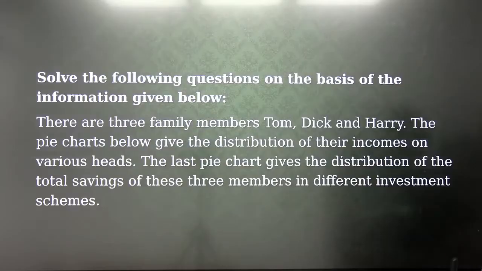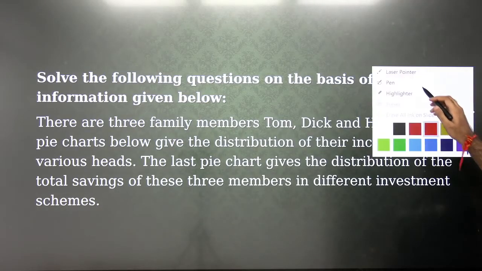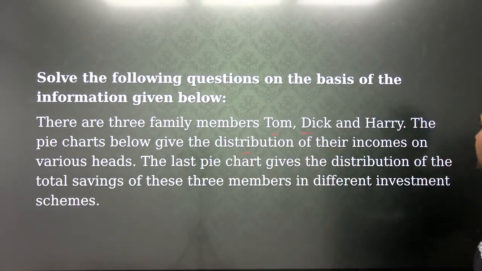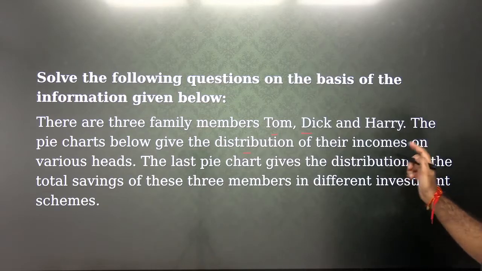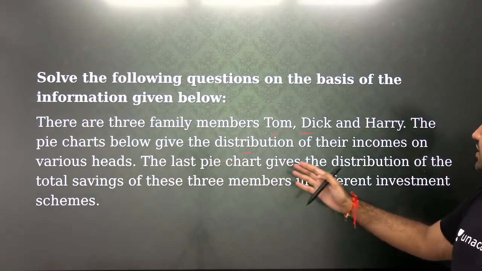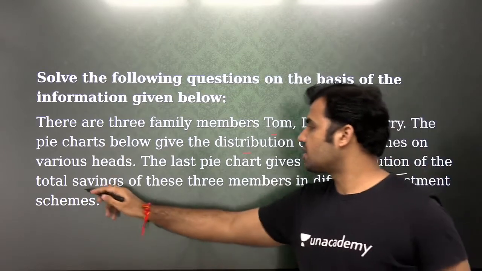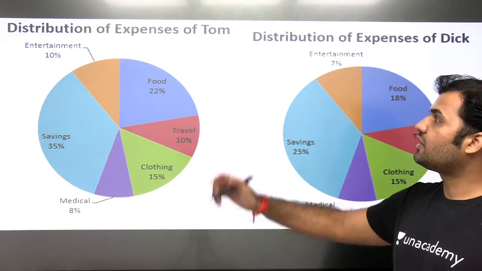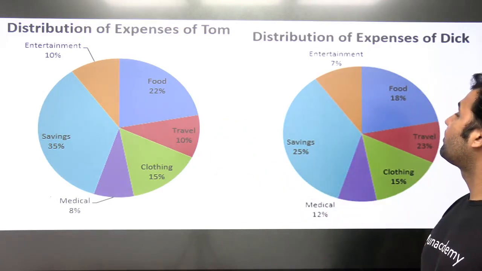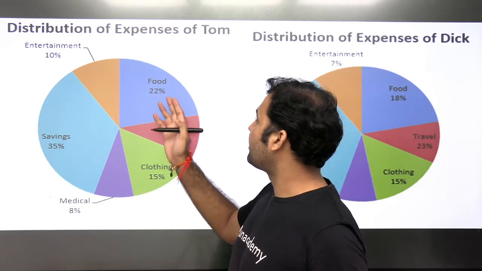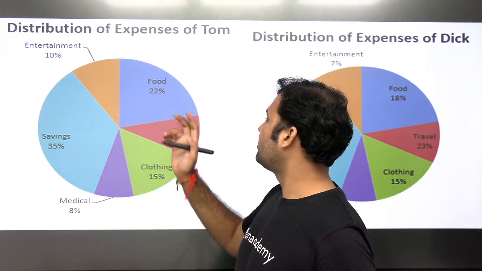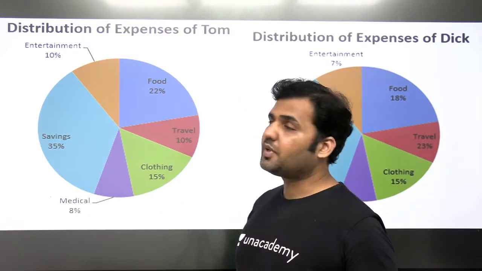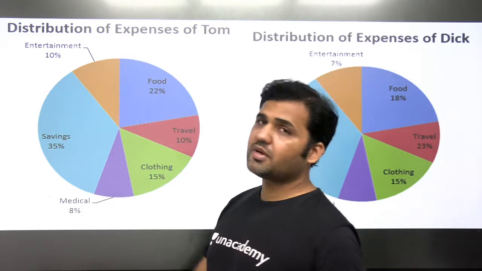Let me give you a quick revision of what is given in the instruction part. The instruction part says that there are 3 families, Tom, Dick and Harry. The pie chart below gives the distribution of their income on various heads. The last pie chart gives the distribution of the total saving of these 3 members in the different investment schemes. We have the distribution of expenses of Tom, and of Dick. So this tells you that 22% of Tom's income is spent on food, travel 10%, clothing 15%, medical 8%, saving 35%, entertainment 10%.